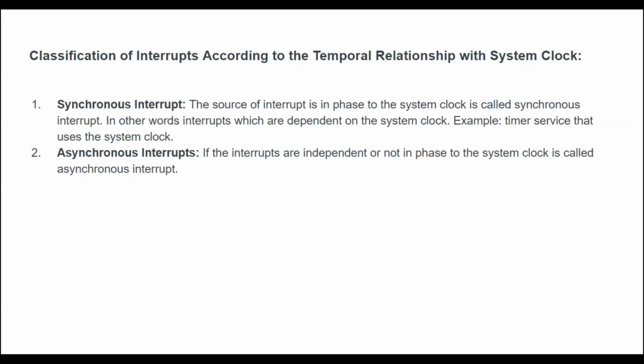Asynchronous operation blocks a process till the operation completes. An asynchronous interrupt, if the interrupts are independent of or not in phase with the system clock, is called an asynchronous interrupt. An asynchronous operation is non-blocking and only initiates the operation. Those are the two classifications of interrupts according to the temporal relationship with the system clock: the synchronous and the asynchronous interrupts.